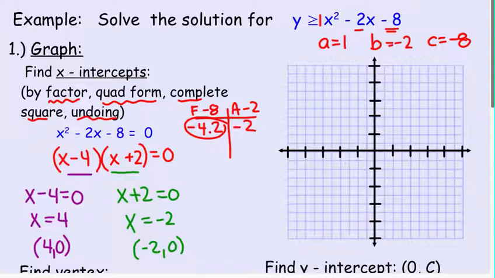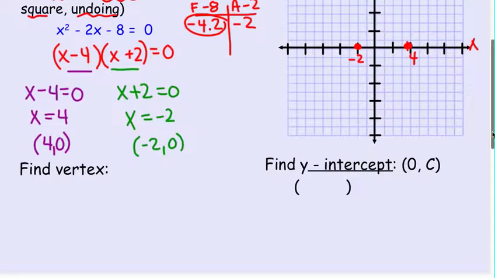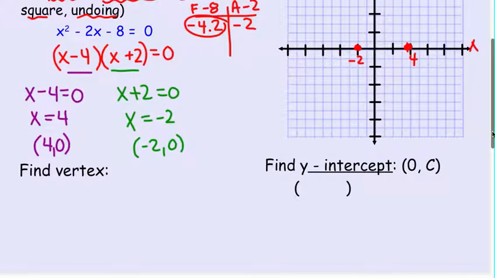So over on our graph, remember x-intercepts are what cross the x-axis, the horizontal axis. So we're going to go over 4, create the point, then left 2, create the point. So those are our two x-intercepts. We do need to find a little bit more out about the parabola. We have to find maybe the y-intercept and the vertex.